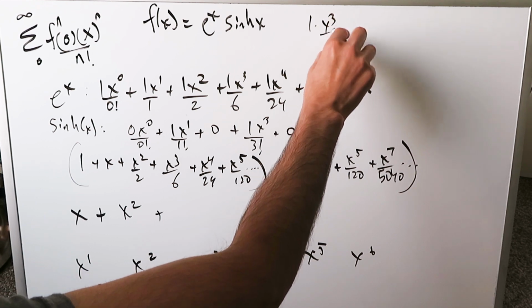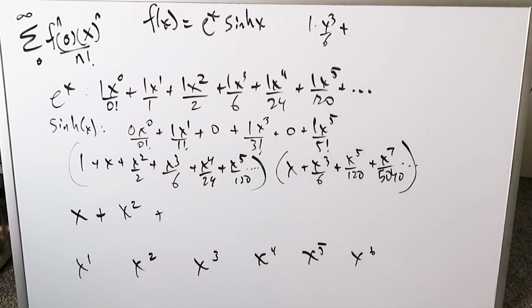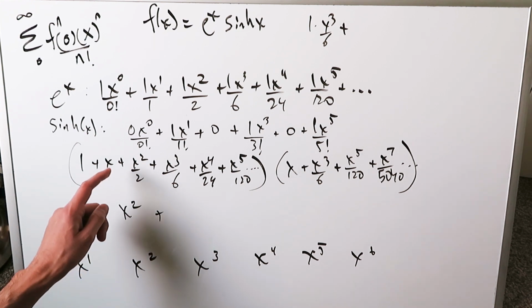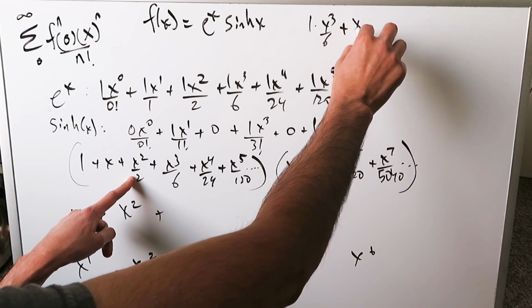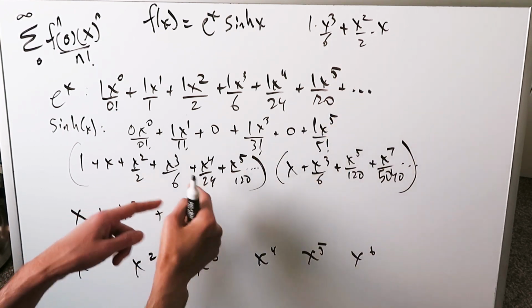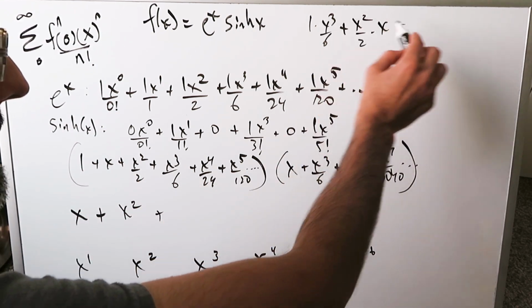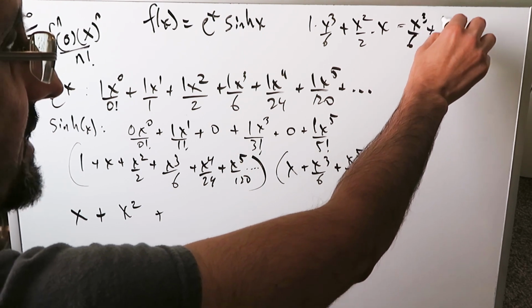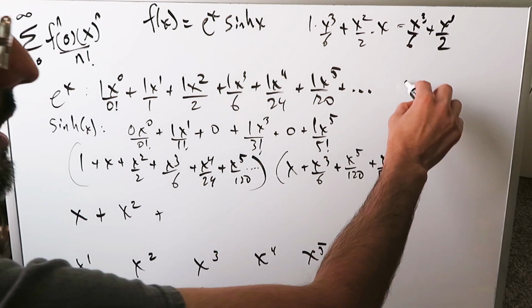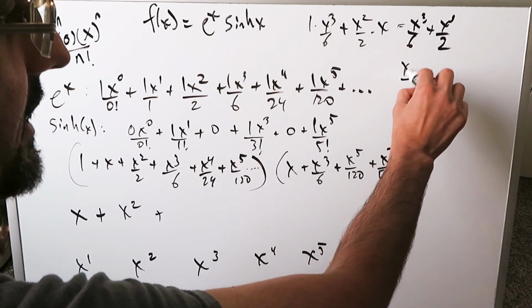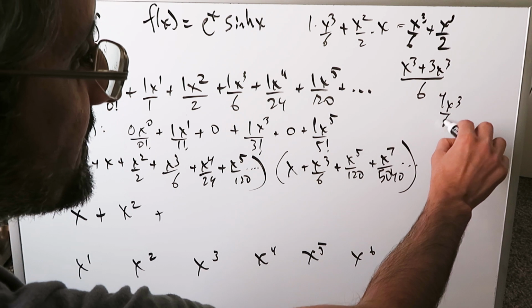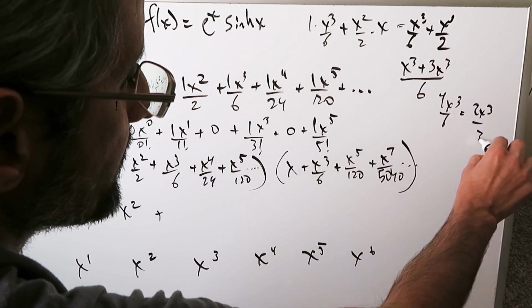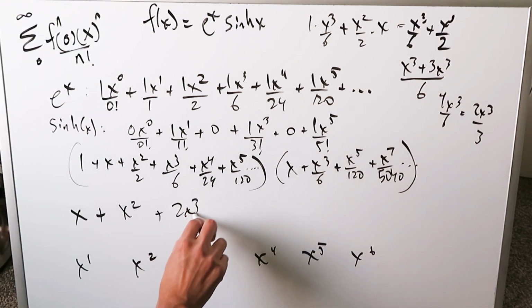1 times x cubed over 6 is one way I'm getting it, and all the combinations will add. What's another way you can get an x cubed term? How about this? X squared over 2 times x, that will give you an x cubed. There is no other way, so you have to compute all of this. X cubed over 6 plus x cubed over 2. Common denominator 6. You will have x cubed plus 3x cubed. What will you have? 4x cubed over 6, and it will be 2x cubed over 3. That will be your next term, 2x cubed over 3.